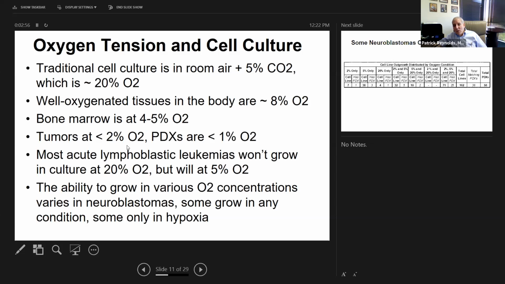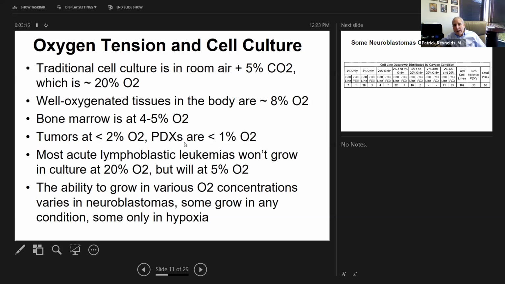We haven't been able to do that effectively in patients, but we have gone in with oxygen probes in the PDXs, and they are hovering down below 1%. So we're talking about a very low oxygen condition relative to what people are growing when they're doing standard culture conditions. So this is one reason why we paid attention to this.